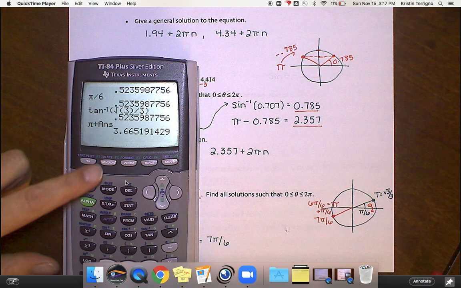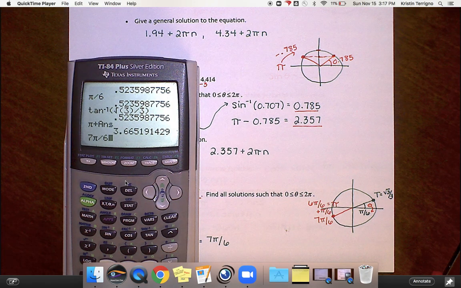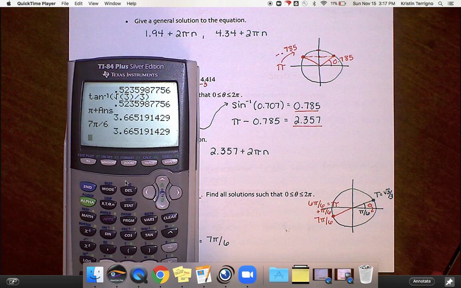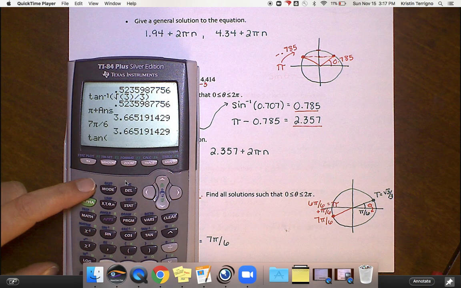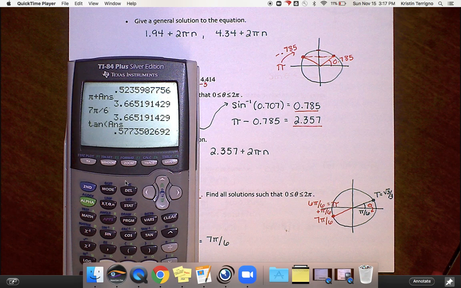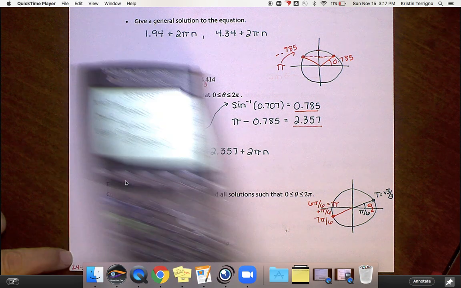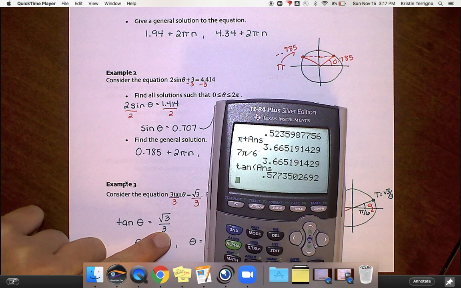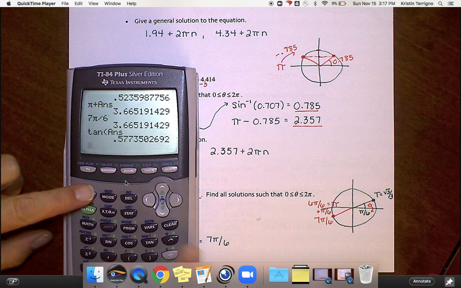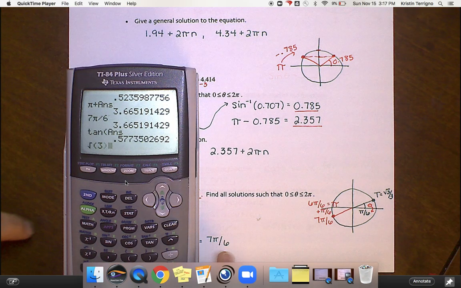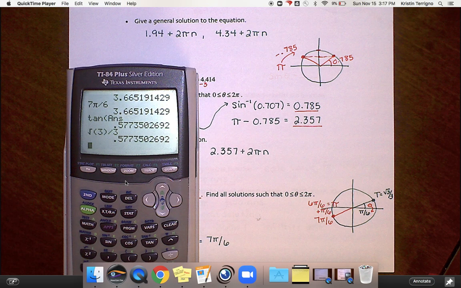And if I wanted to check that and make sure, I can do that. Notice that if I do tangent of that number, I get this 0.577. That's equivalent to the square root of 3 over 3. So really, everything I just did is the same as had you done this in your calculator.